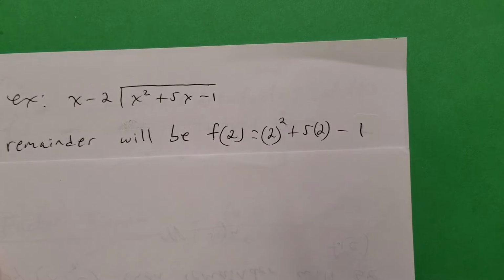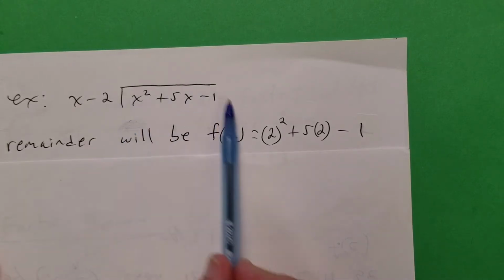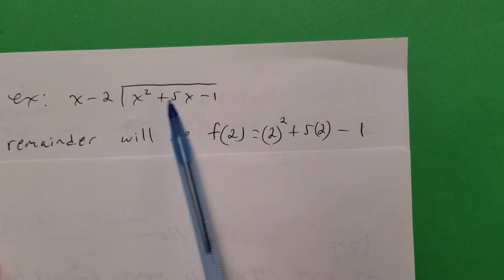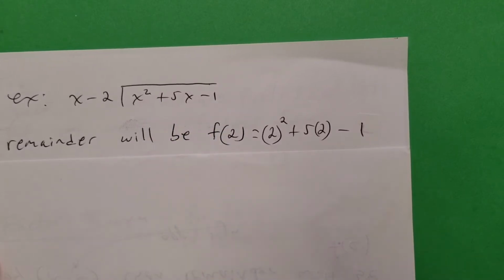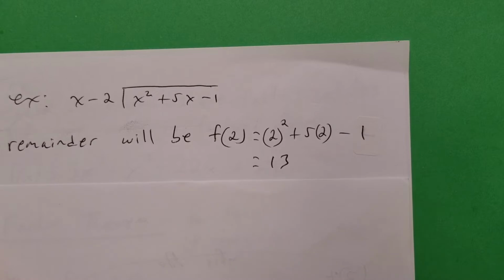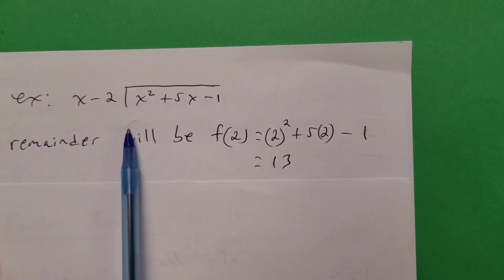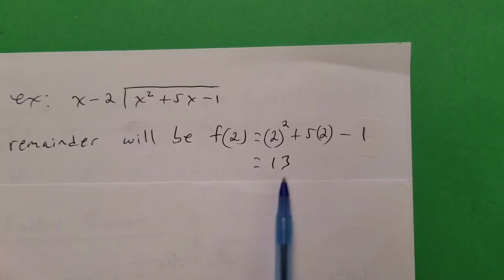What does f of 2 mean? It means to plug in 2 into your function, into your polynomial. F of 2. So that's 2 squared plus 5 times 2 minus 1. Whatever that is, that's your remainder. It came out to 13. So if I would have done this long division, my remainder in the end would have been 13.